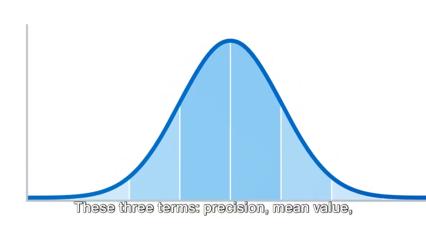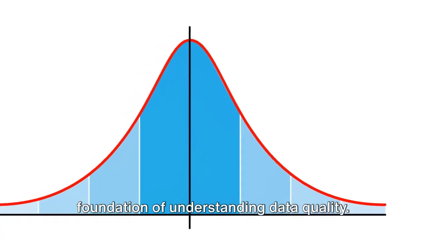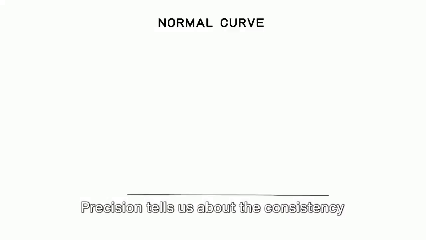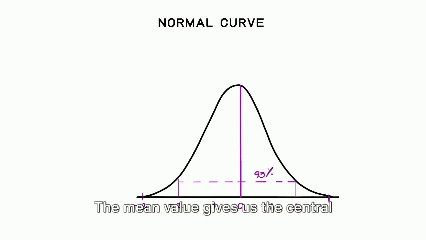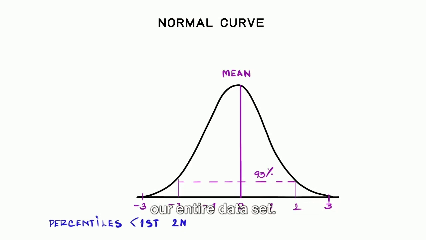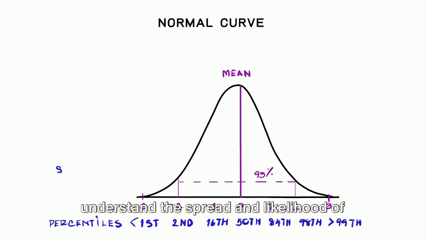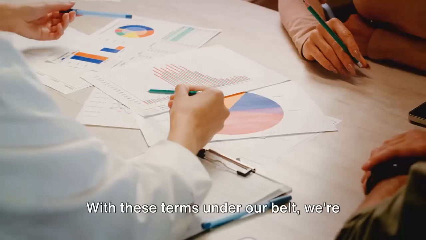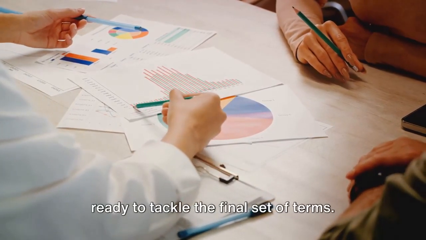These three terms, precision, mean value, and normal distribution, are the foundation of understanding data quality. Precision tells us about the consistency of our measurements. The mean value gives us the central tendency, a single value that represents our entire data set. And normal distribution helps us understand the spread and likelihood of our data values. With these terms under our belt, we're ready to tackle the final set of terms.